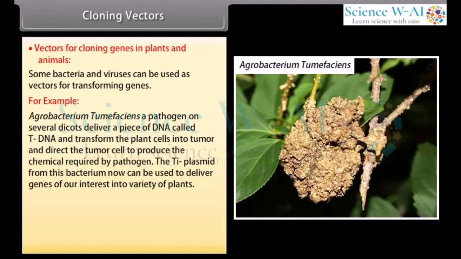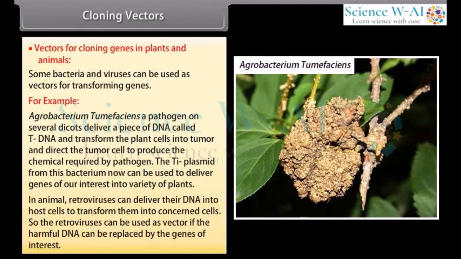The Ti plasmid from this bacterium can now be used to deliver genes of our interest into a variety of plants. In animals, retroviruses can deliver their DNA into host cells to transform them into cancerous cells. So, the retroviruses can be used as vectors if the harmful DNA can be replaced by the genes of interest.